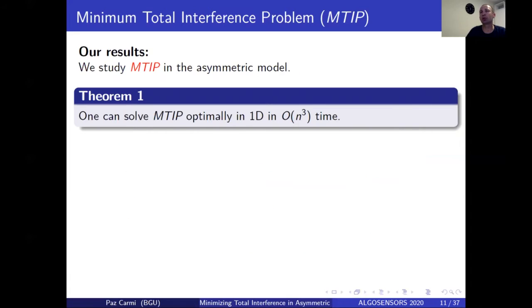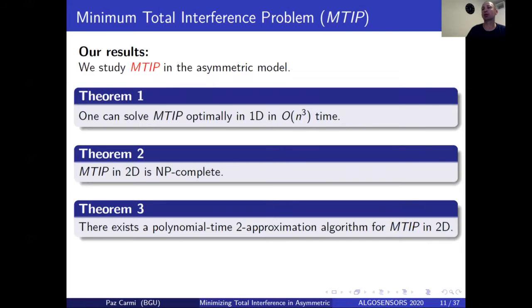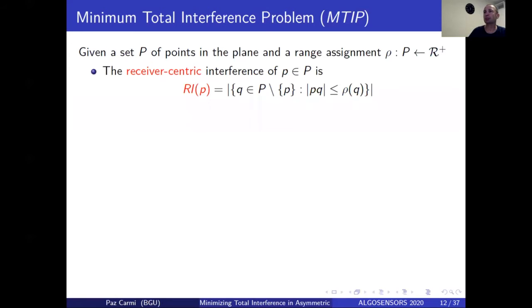So our result. We studied the minimum total interference problem, MTIP, in the asymmetric model. And the main result, which we show, is that one can solve the MTIP optimally in 1D in O of n to the 3rd time. And furthermore, in 2D, this problem is NP-complete. And there exists a polynomial time 2-approximation algorithm for the minimum total interference problem in 2D. In this talk, I will focus mainly on theorem 1.